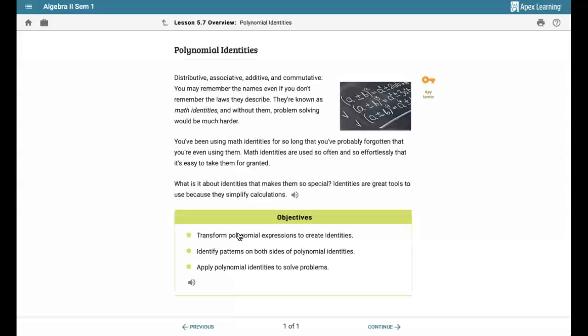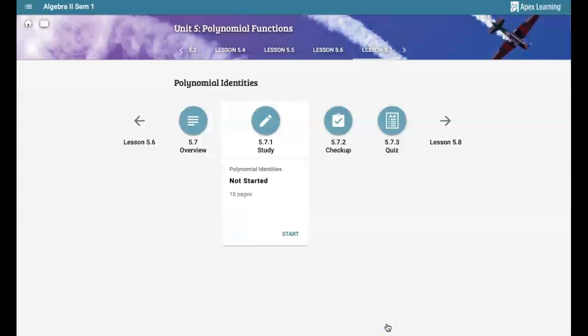You may not remember that these are called identities because we've been using them for so long. But basically it's a set of rules that can shorten things and help us solve math easily. So we're going to talk about how polynomial expressions can have their own identities, what the patterns are, and how to use those patterns to solve for different factors.